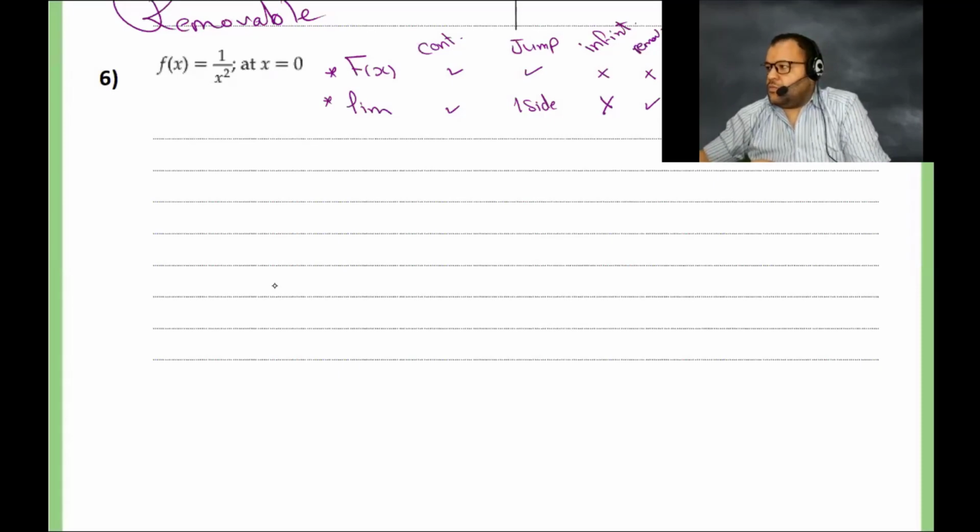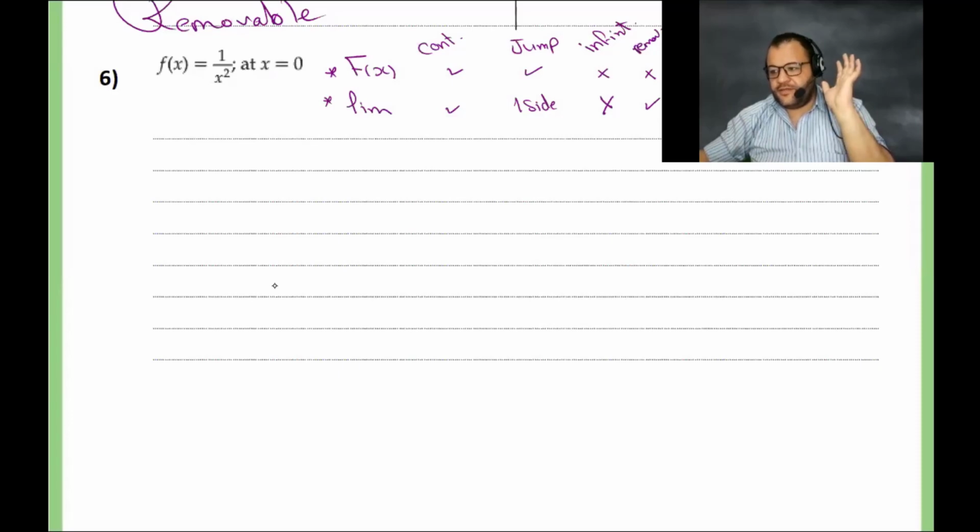Sir, f of x has no value if it's not defined, just to make sure, right? 1 over 0 equals what? Undefined. Yes. I just want to make sure I had the correct type. 1 over any number over 0 is undefined. Any number over 0 is undefined.